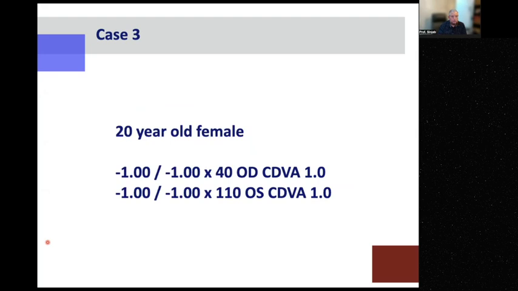Now let's move to case number 3. A 20-year-old female, -1 -1.40, -1 -1.10. Now, what is suspicious in this slide? Please write in the chat. What do you think? We have 4 suspicious points. The axis, good, against the rule, perfect. What else?